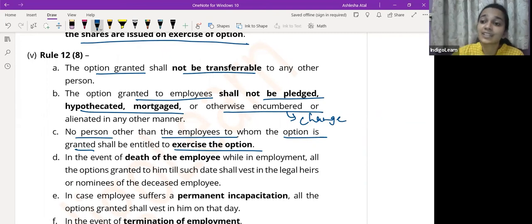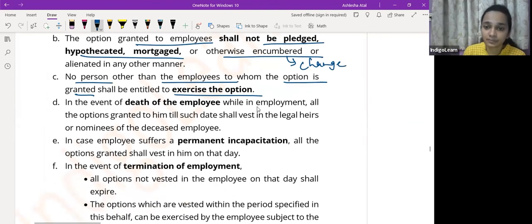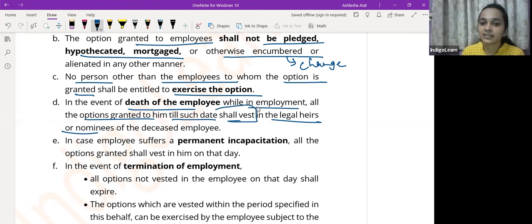However, in case of death of the employee, the legal heirs or the nominees, they shall have a right. So in the event of death of the employee, while in employment, all options granted to him till such date shall vest in the legal heirs or nominees. So अगर death हो जाती है employee की while he is in employment, तो उसके legal heirs को या फिर nominees को ये जो option है वो उसको मिल जाएगा. And in case employee suffers a permanent incapacitation, all the options granted shall vest in him on that day.